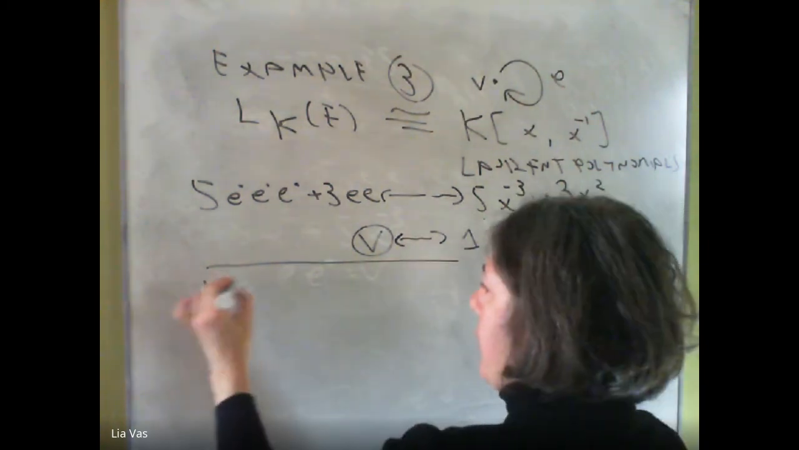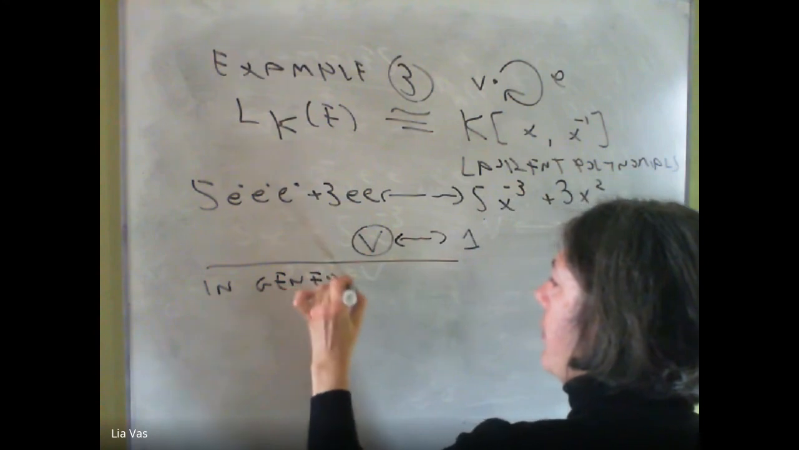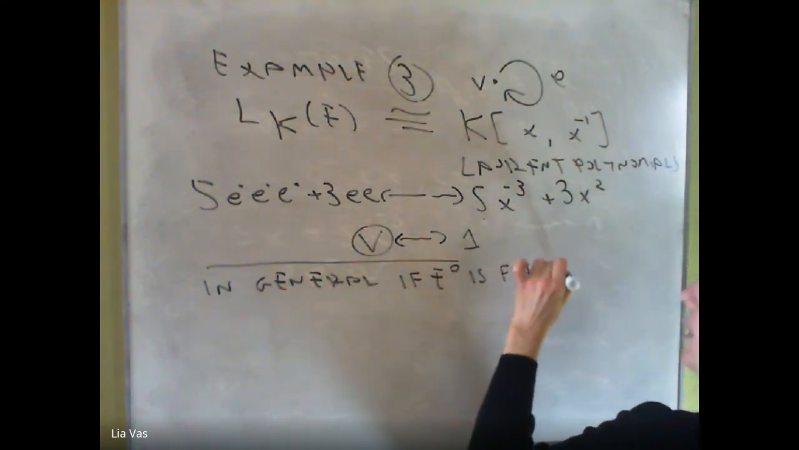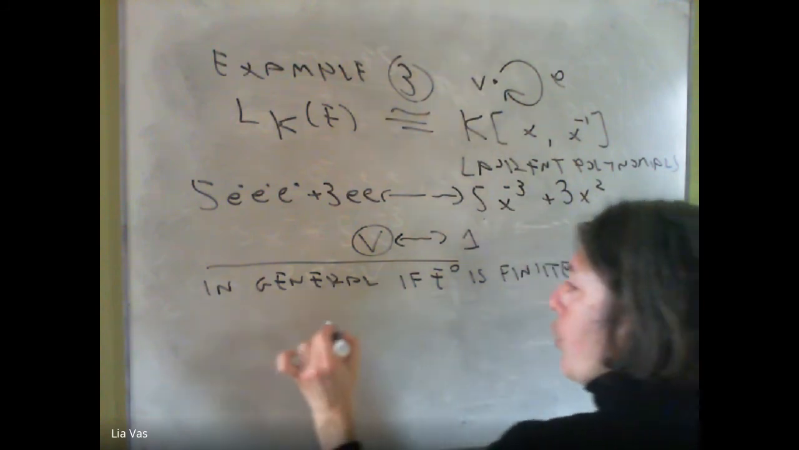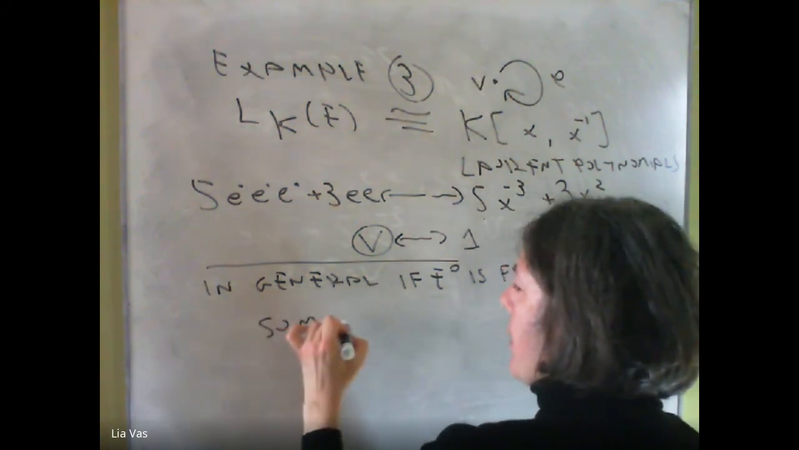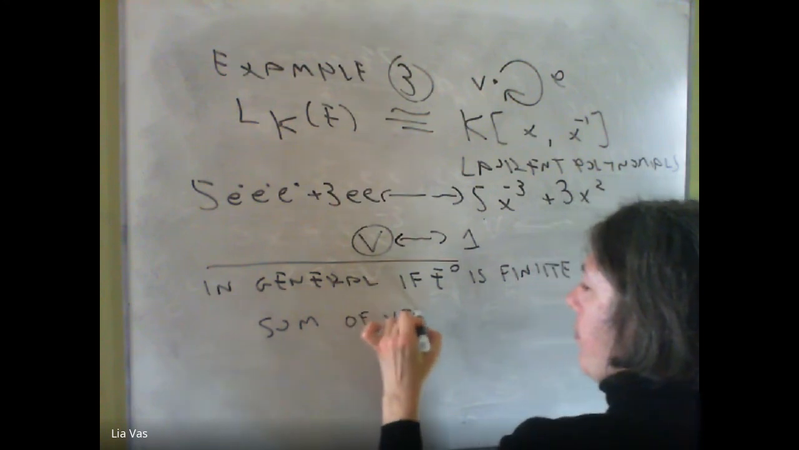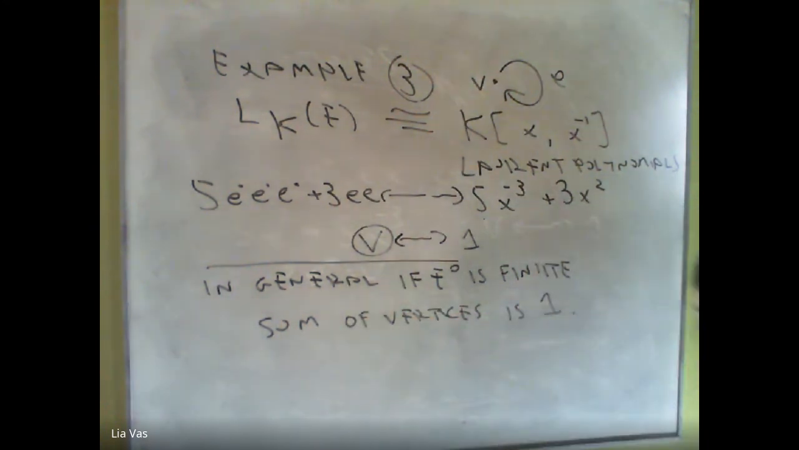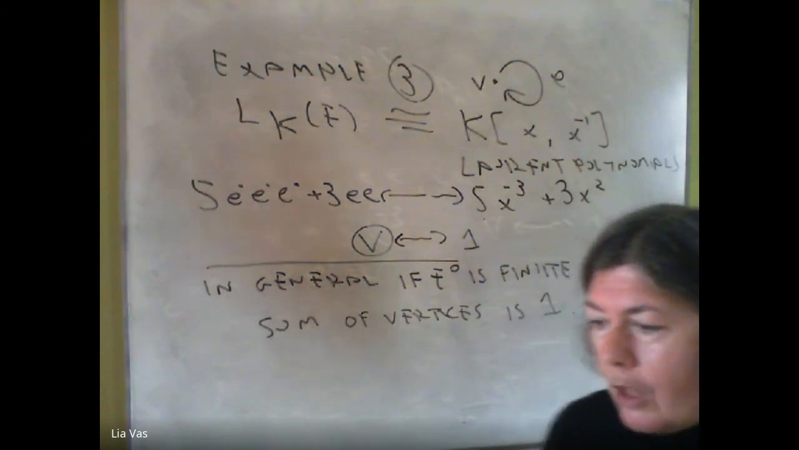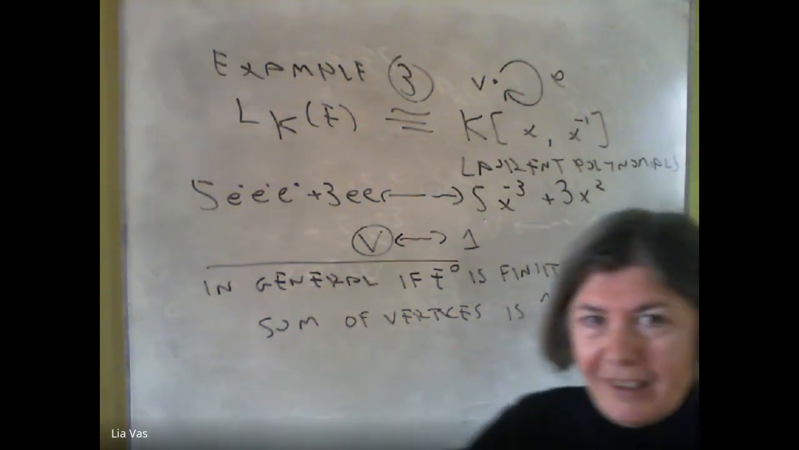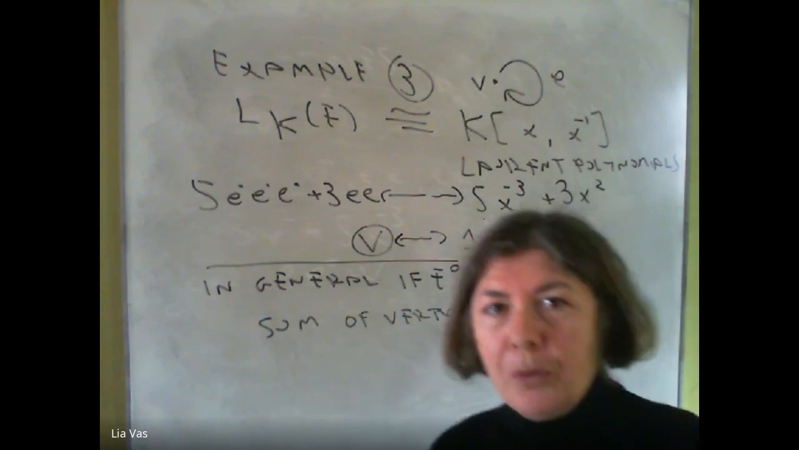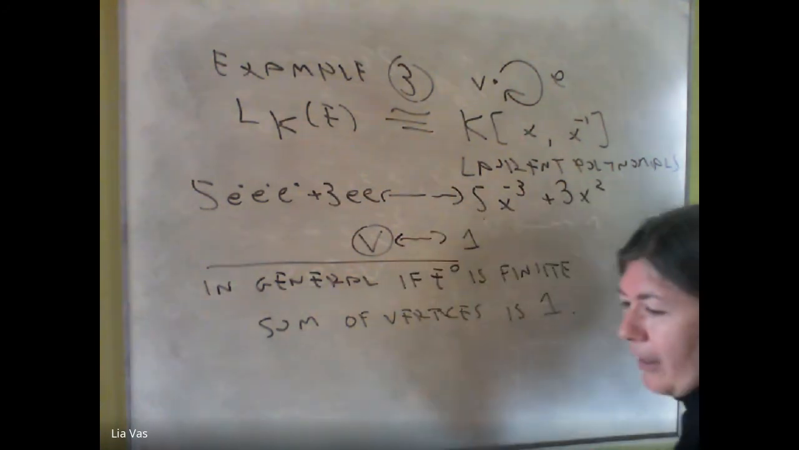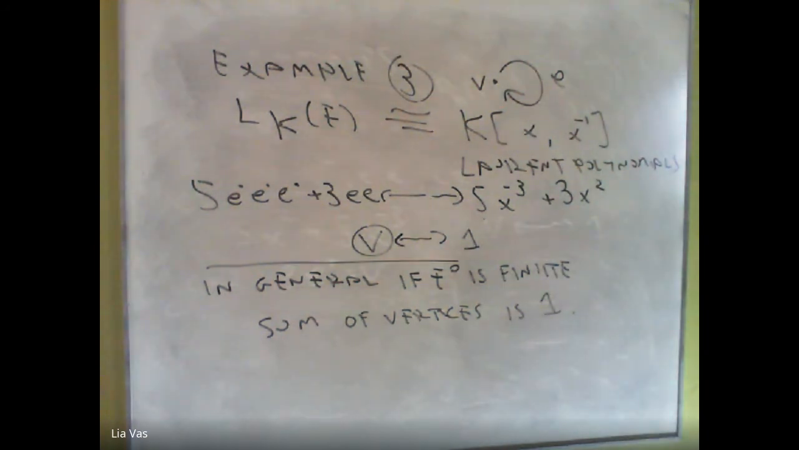So in general, if E0 is finite, try to show that the sum of vertices is 1. I will just start you on that. Let that be our little homework for today. I will start you on that and then try to write down the details on your own.